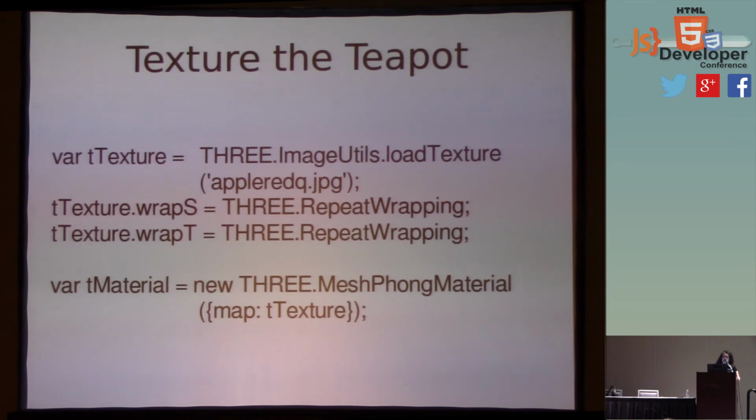So we use this, just a plain old JPEG file. I looked on the internet. I found one that tiles seamlessly. And we use a loader similar to the JSON loader to pull it in.